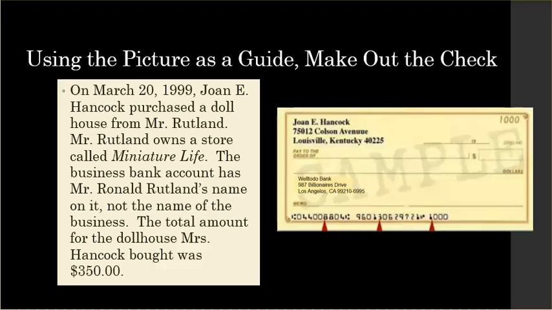Using the picture as a guide, make out the check. On March 20th, 1999, Joan E. Hancock purchased a dollhouse from Mr. Rutland. Mr. Rutland owns a store called Miniature Life. The business bank account has Mr. Rutland's name on it, not the name of the business. The total amount for the dollhouse Mrs. Hancock bought was $350.